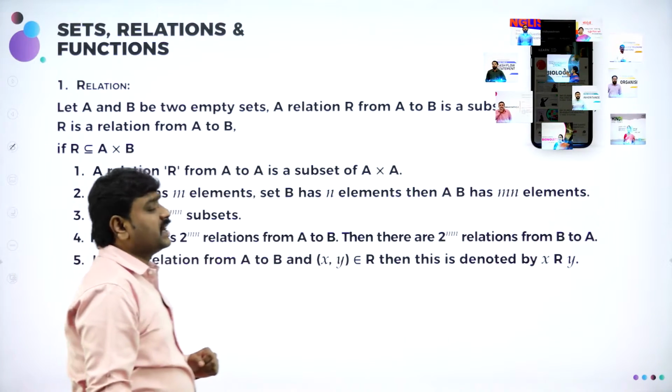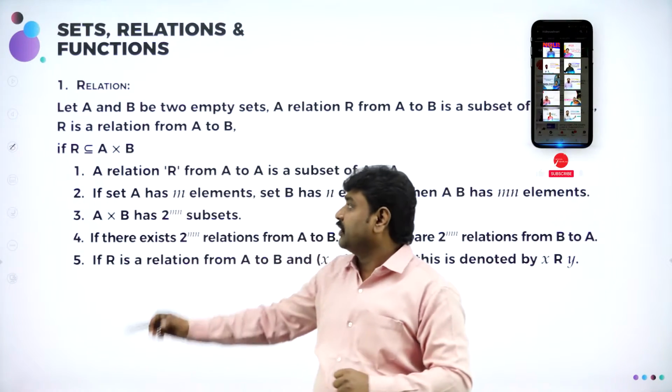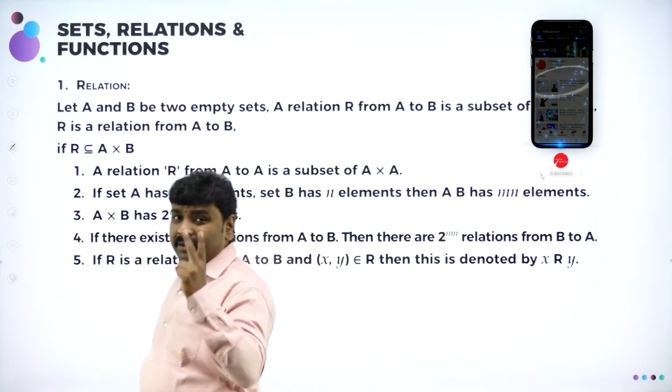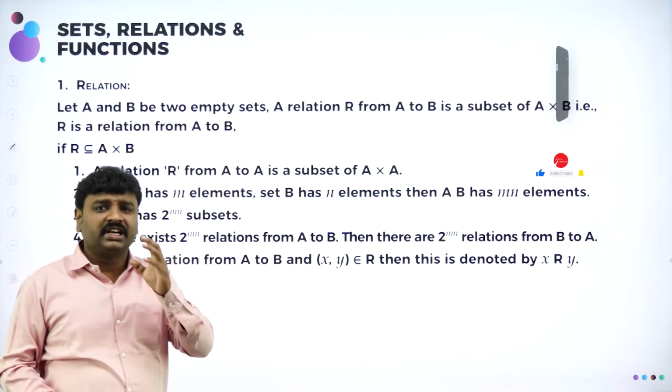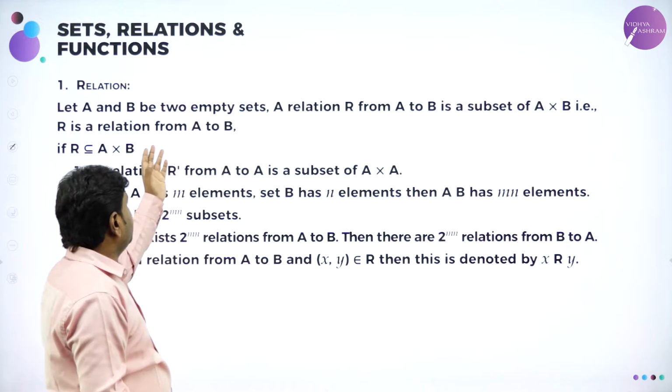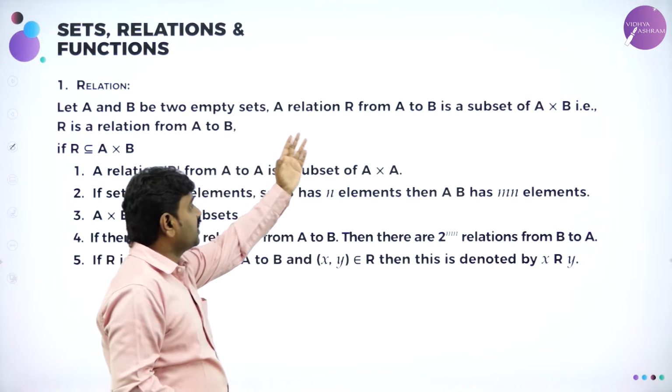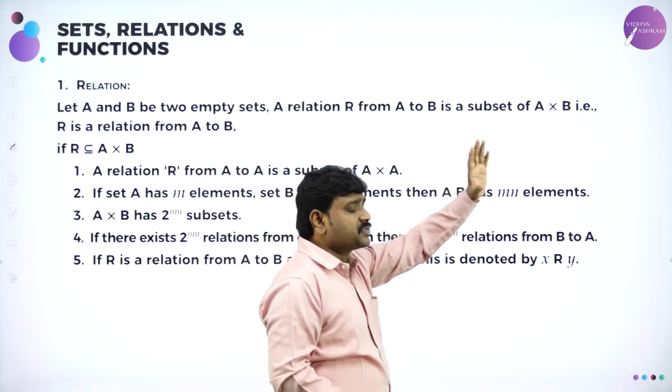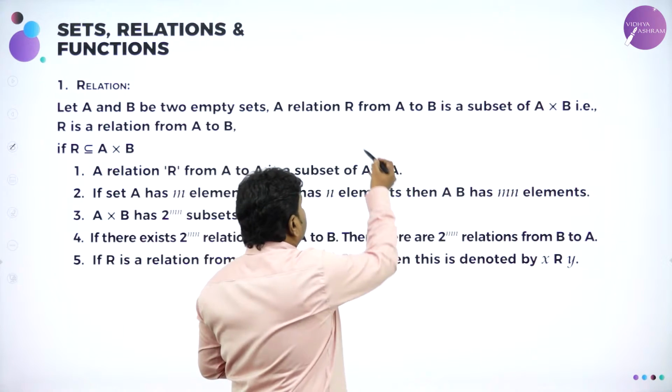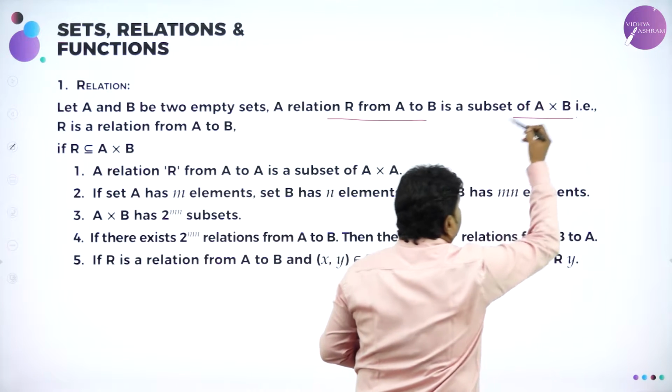So now, what is a relation? See, when you take A and B to be two non-empty sets. Non-empty sets means what? Sets containing elements. A and B being two non-empty sets, a relation R from A to B is a subset of A cross B. All of you remember, a relation is a subset of A cross B.